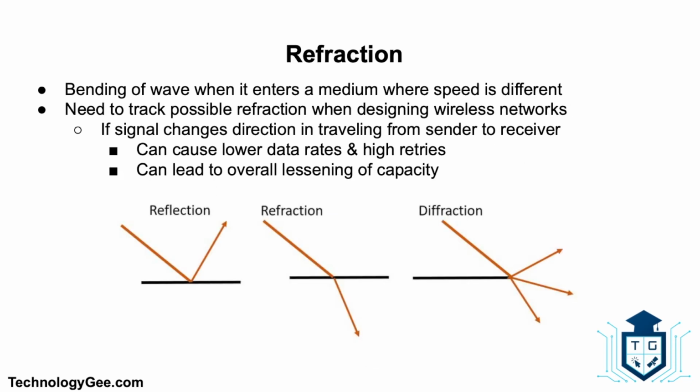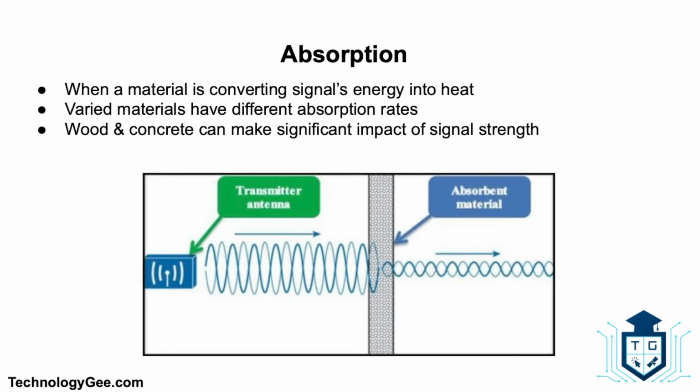Next, we have refraction. Refraction is the bending of a wave when it enters a medium where the speed is different. It is important to track possible refraction when designing your wireless network, because if a signal changes direction in traveling from sender to receiver, it can cause lower data rates and high retries, and this can lead to an overall lessening of capacity. And then we have absorption.